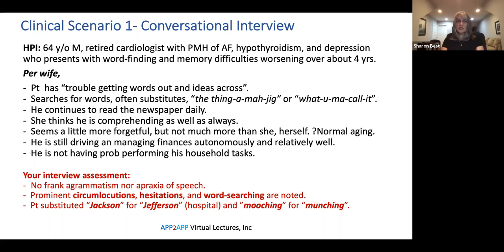So during our interview, there's no frank agrammatism and there's no apraxia of speech noted. The patient did have prominent circumlocutions and hesitations and word finding. He substituted Jackson for Jefferson, so the hospital in Philadelphia, and he also substituted mooching for munching. So these, okay, it's an unintended word, but it still is coming out as a word, and same thing. So these would be semantic paraphasias.